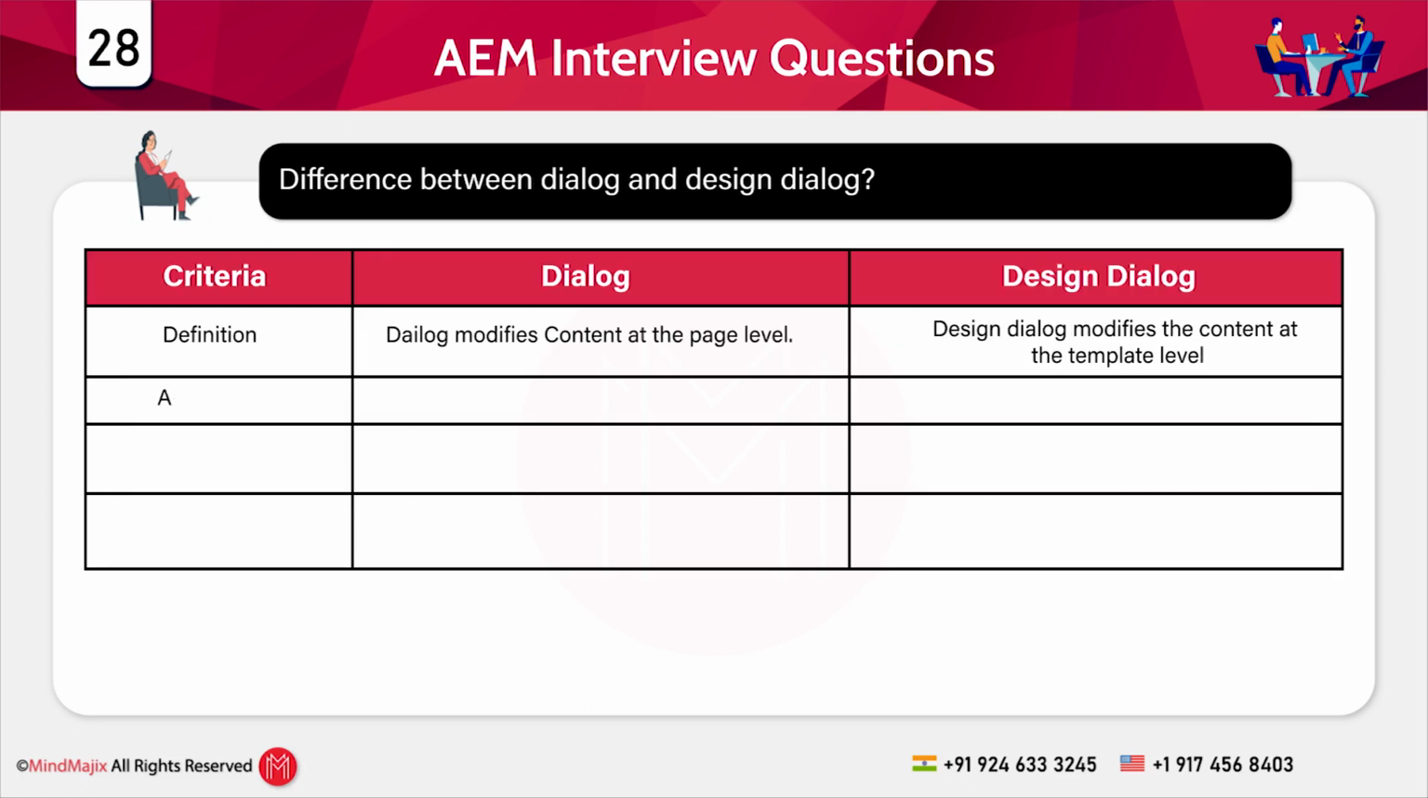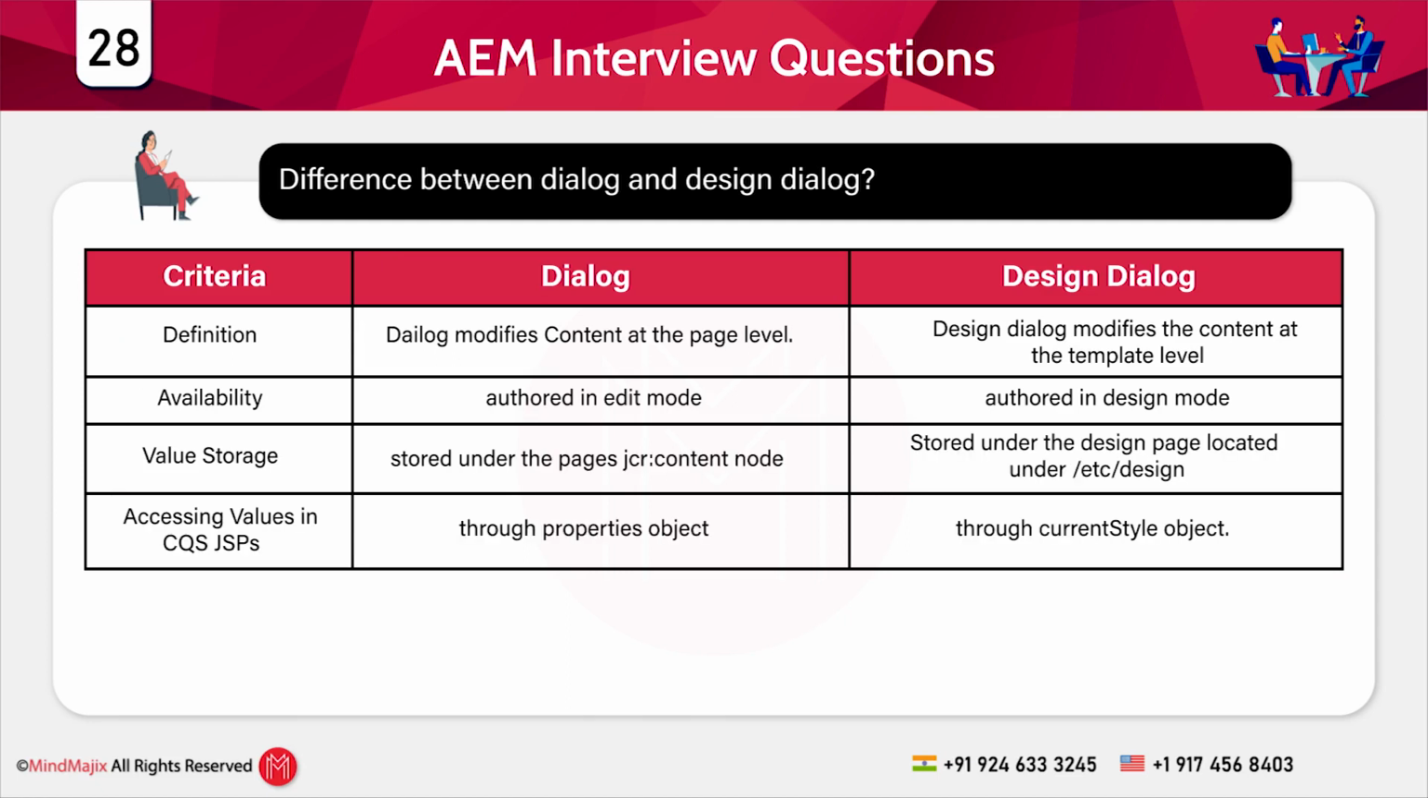Then we have two types of dialogs, a design dialog and a normal dialog. The dialog is used in the editor mode; when you create a page first, you will have a chance to edit the page, and that is called the editor mode. The design dialog modifies the content at the page level, and the normal dialog modifies the content at the object level. One is authored in the edit mode, and the other is authored in the design mode. You can select the mode. It is stored in the JCR content node, and the design is stored under the design page located under etc and design.